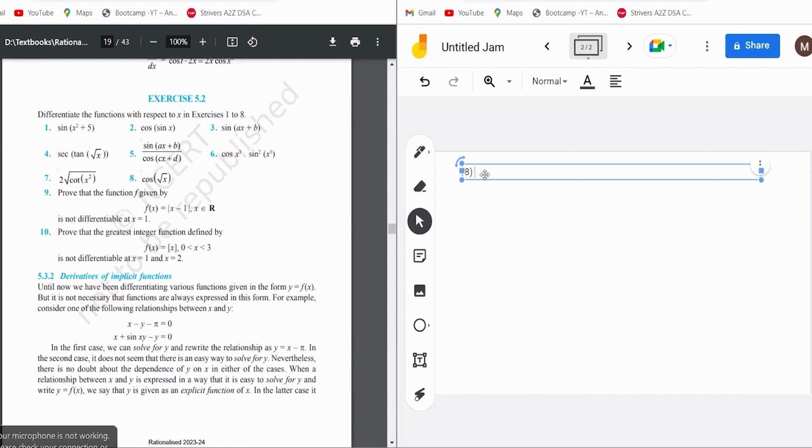Then question number 8 is saying cos of root x. Again, simple question. Differentiation of cos x is minus sin x. So it will be minus sine of root x.